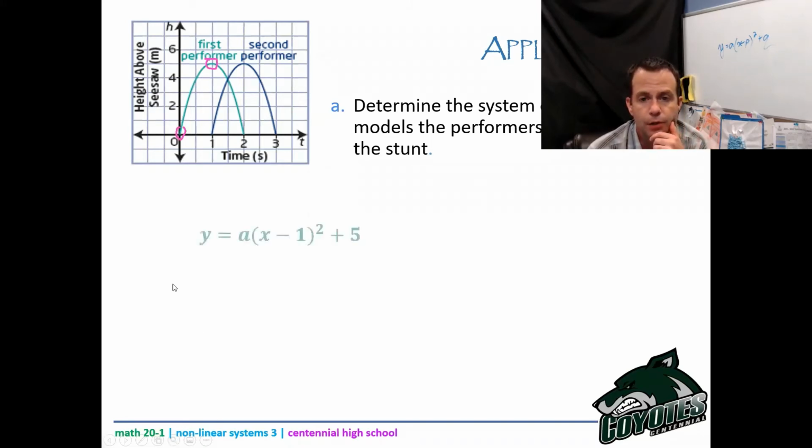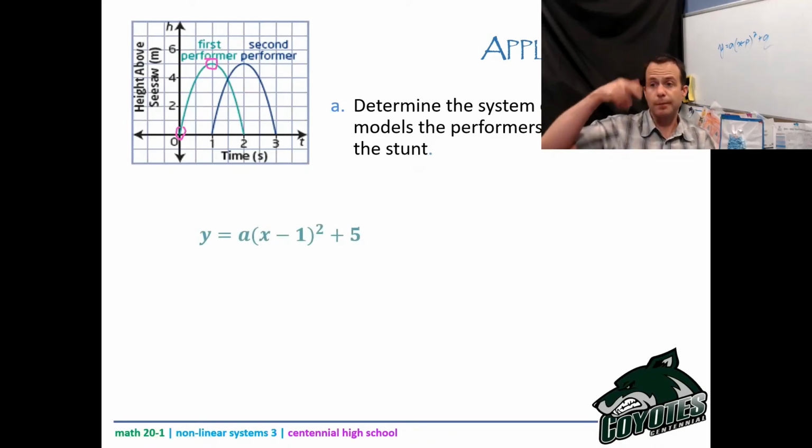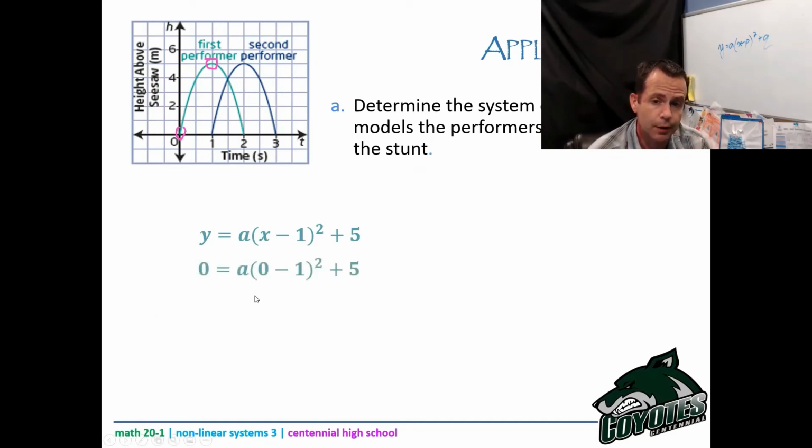Okay, so I started by saying y equals a(x minus 1) squared plus 5. So I just put in my p and my q. Now I'm going to put my 0 and 0 in so I can solve for a. I've got 0 minus 1 here. 0 minus 1 is negative 1. Negative 1 squared is 1. So this is actually just going to simplify to a. And I need to subtract 5 from both sides.